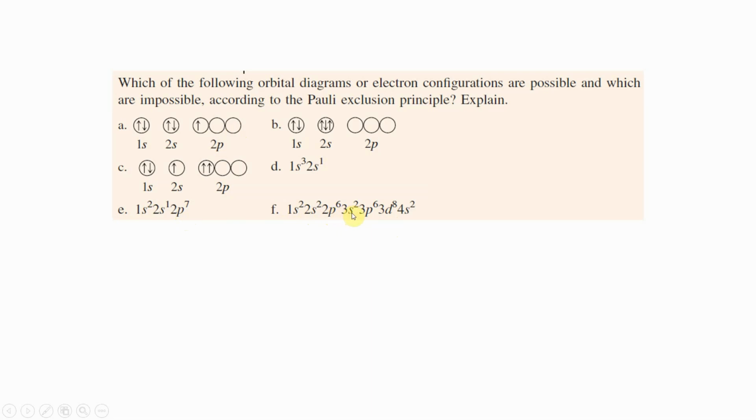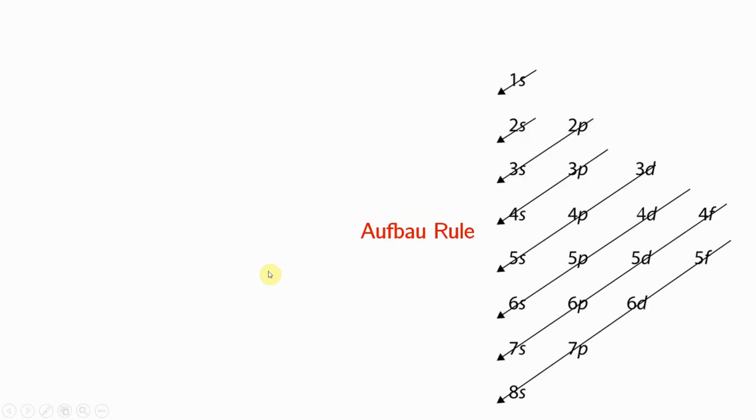That's good. S is up to 2. That's cool. P is up to 6. That's kosher. D can go up to 10. That's not a problem. And S can go up to 2. No one's having the same n's, l's, m's, and s's. They all have separate ones. That's good. All right. Here's another way to look at it.